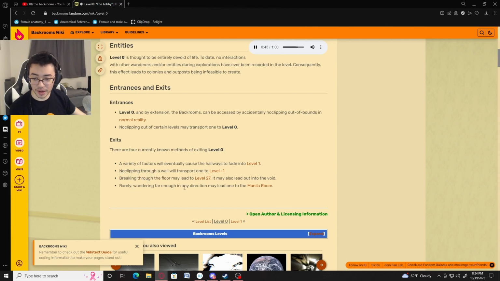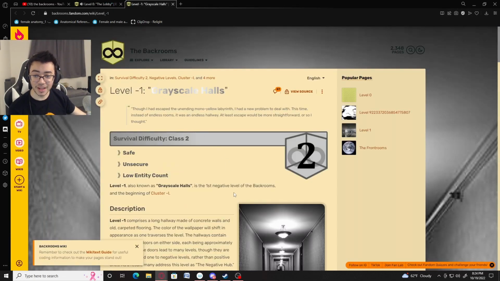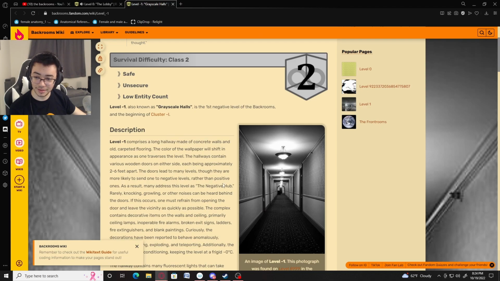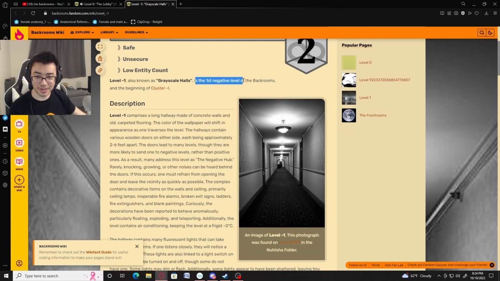Rarely, wandering far enough in any direction may lead one to the main room. I'm curious to know what level negative one is. The Grayscale Halls. Negative one, also known as the Grayscale Halls, is the first negative level of the Backrooms. Oh my god.